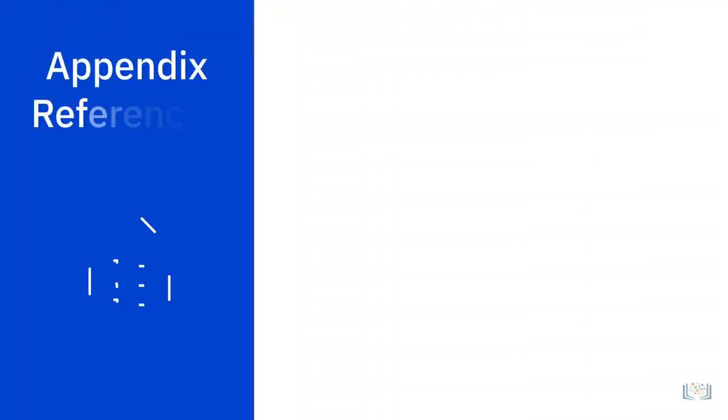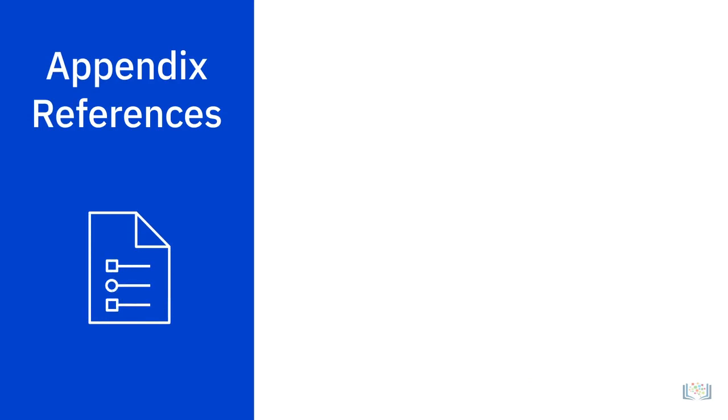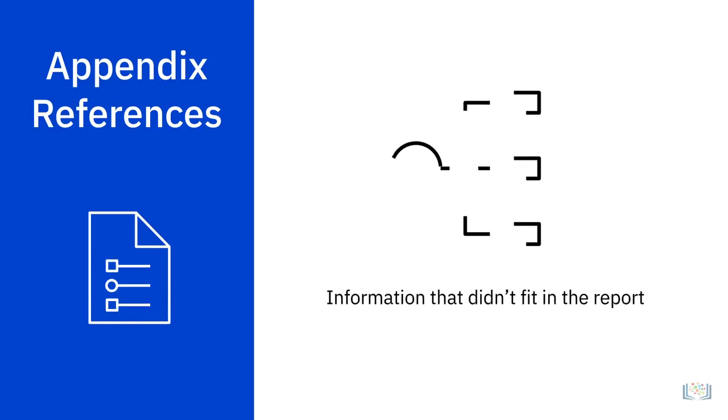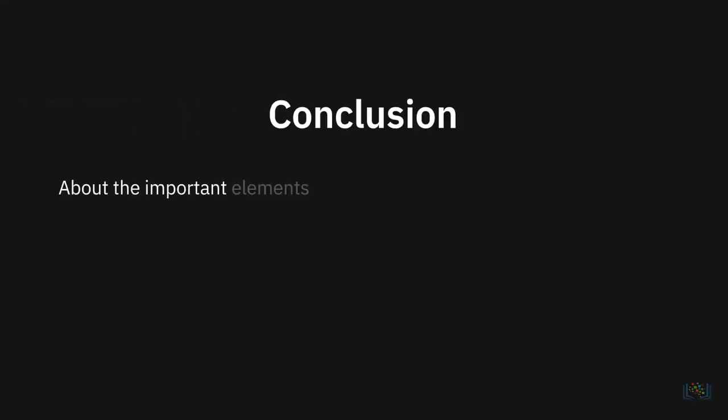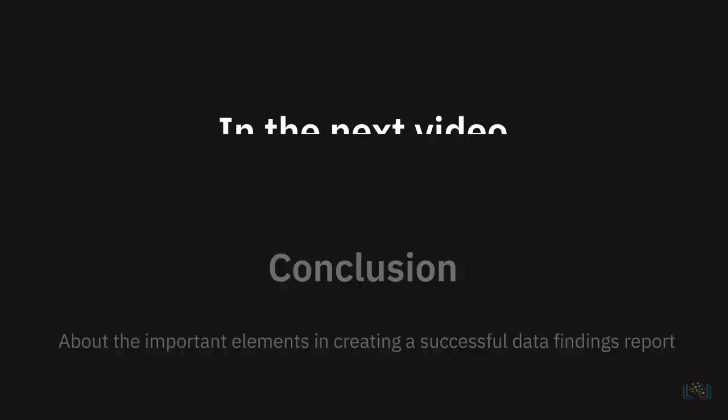And last, we have the appendix. This section would contain information that really didn't fit in the main body of the report, but you deemed it was still important enough to include. This type of information could include locations where the raw data was collected, or other details such as resources, acknowledgments, or references. In this video, we learned about the important elements in creating a successful data findings report. In the next video, we will learn the best practices when presenting your findings.